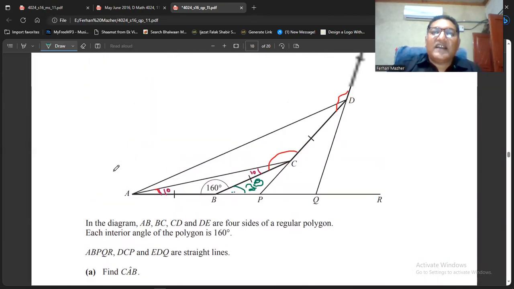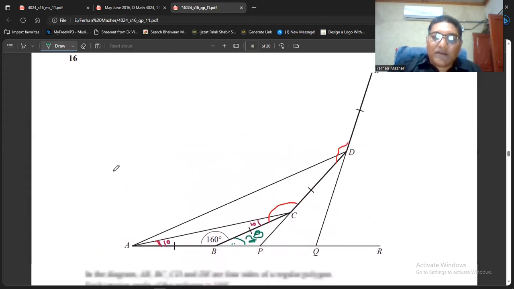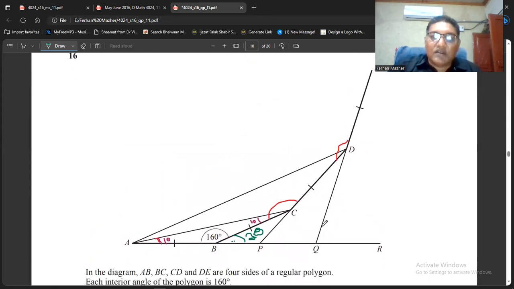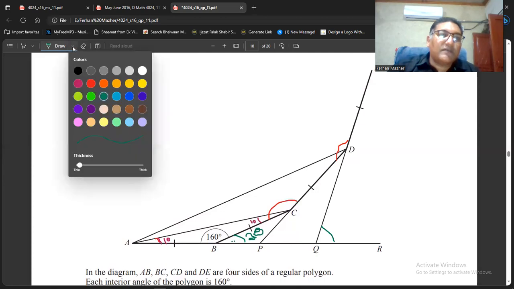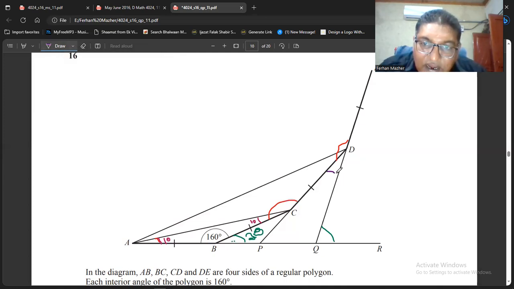And DQR, they are basically asking you to find out DQR. Where is the DQR? This is the DQR. They want me to find out this. Let me change the color so I can tell you. Okay, now I changed the color. So I can find out this angle. This is a straight line, this is 160. So this will be 20.